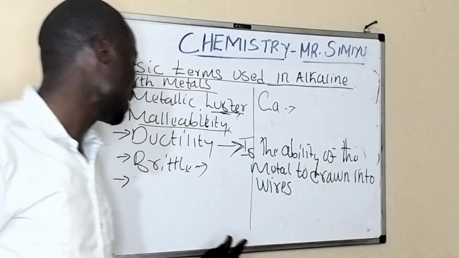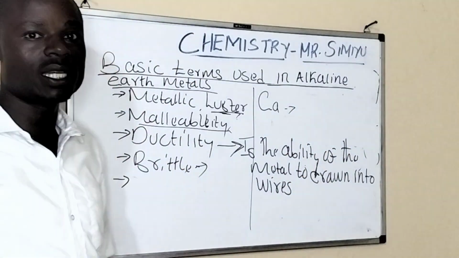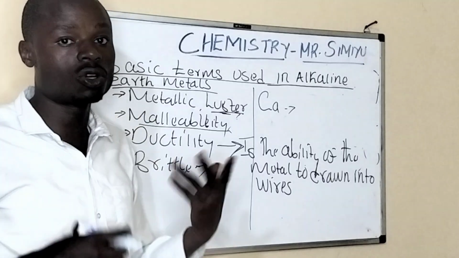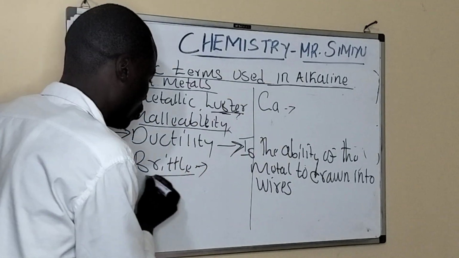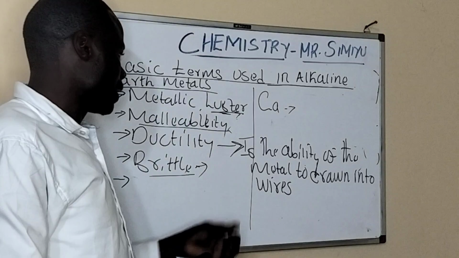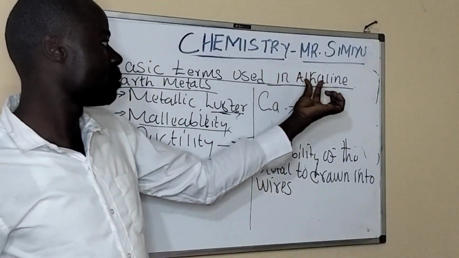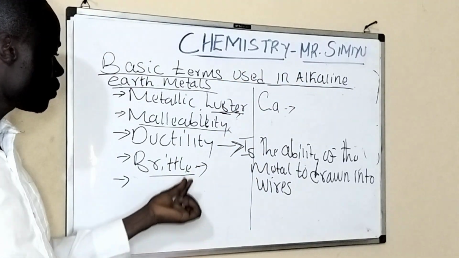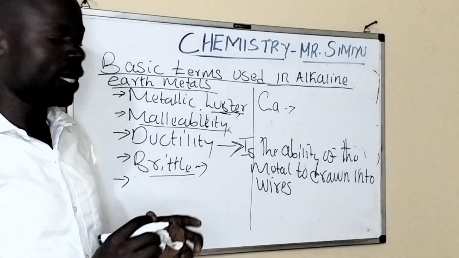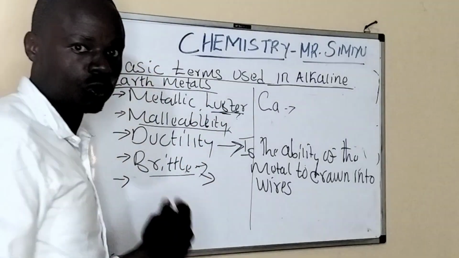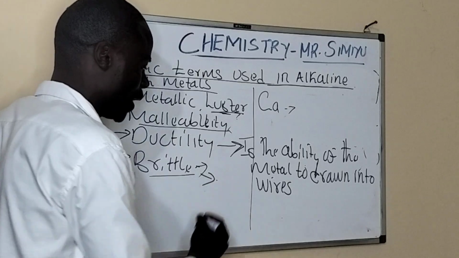That is ductility. And we have said that it's only magnesium being drawn into wires. Let's move to another term, brittle. This brittle is one of the terms also used in alkaline earth metals. It is the resistance of the metal not to break. It resists to break, so as it resists to break, it just breaks immediately.